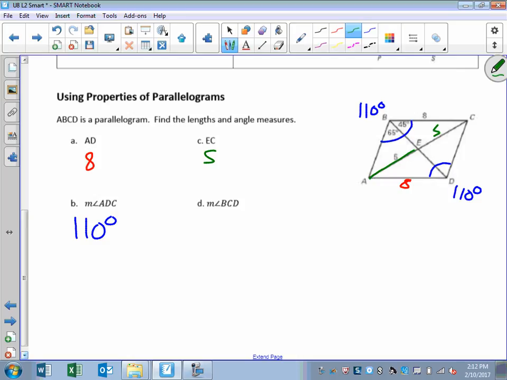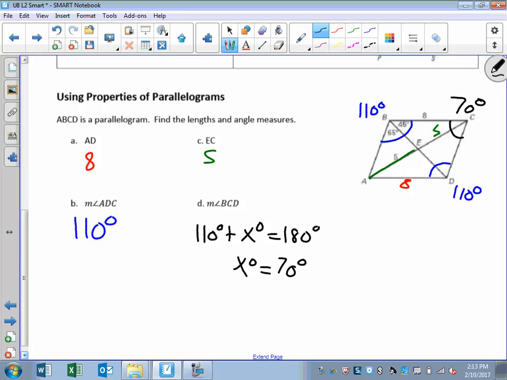And last, the measure of angle BCD. So we're talking about this angle as a whole. One of the other things we know about the angles of a parallelogram is that consecutive angles, so angles right next to each other, are supplementary. So if the blue one is 110, then this one has to be 70, because 110 plus another angle has to equal 180. That makes the consecutive angle 70.